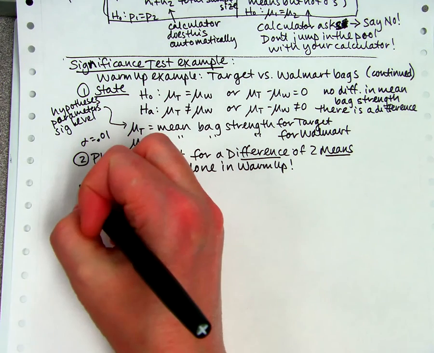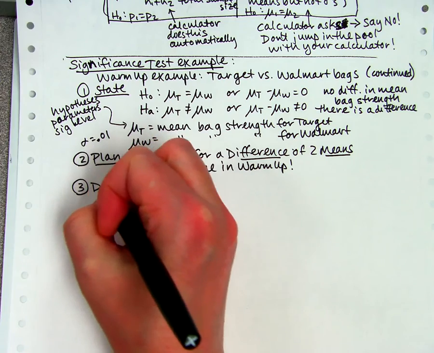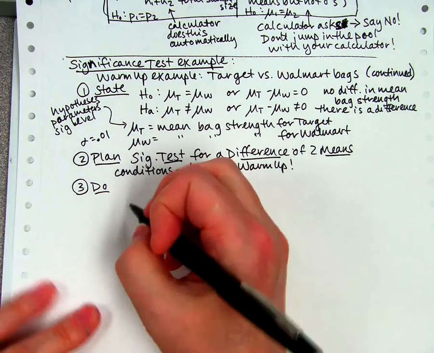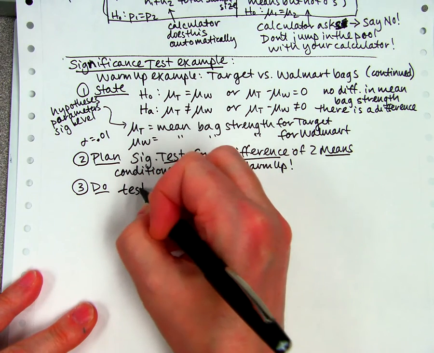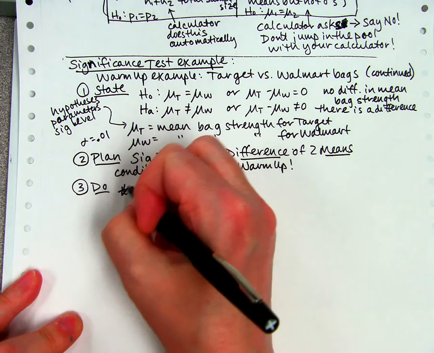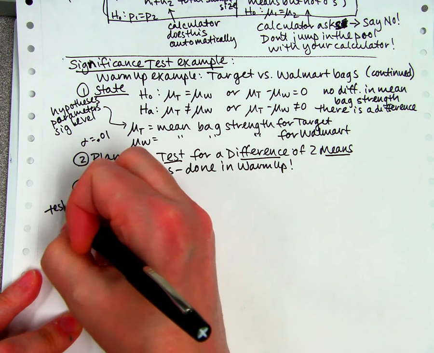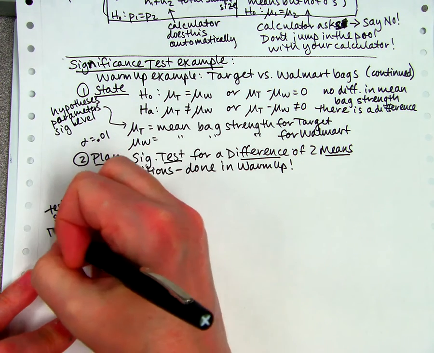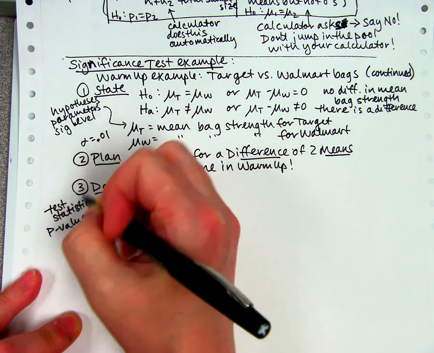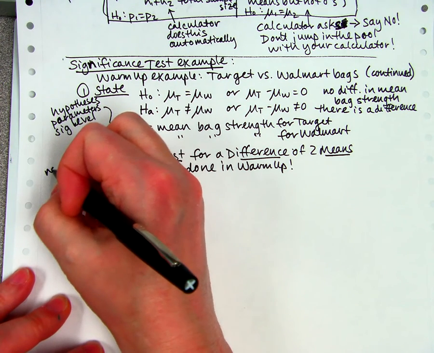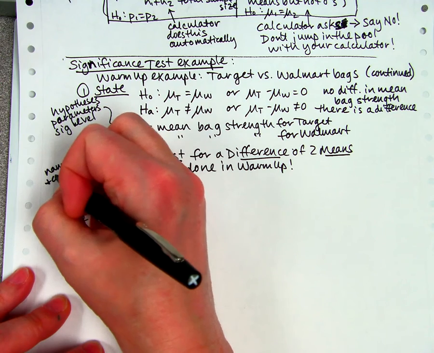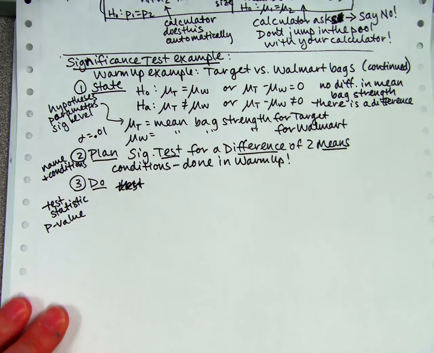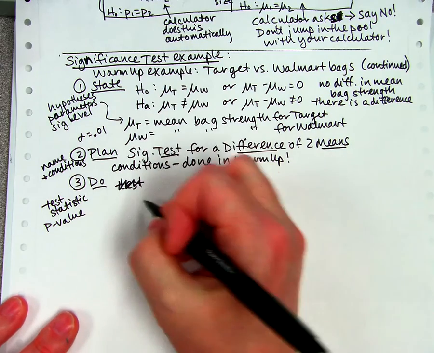Then step 3, I want to slow down a bit and make sure you know how to do the do stage. So we are going to calculate our test statistic. Actually, I should write that over here. We're going to do our test statistic, and we're going to do our p-value. And I should say that the plan always includes the name and the conditions. If you didn't know that, write it down. So for the p-value, we're going to get there by doing t first.